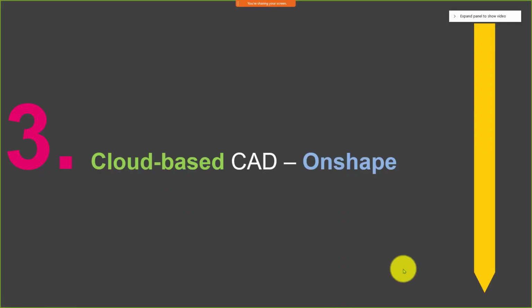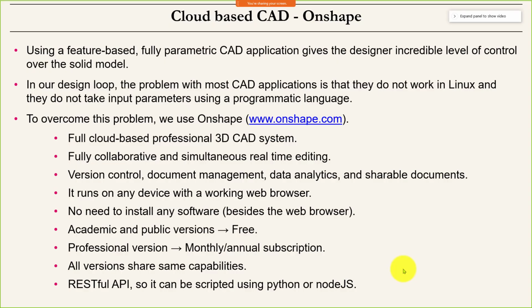So let's talk a little bit about cloud-based CAD. There are many CAD software. We're going to use Onshape. Beautiful software, I recommend you use it. It's feature-based, fully parametric, fully professional software. Okay, it's equivalent to what you see in SolidWorks or CATIA, whatever. It's equivalent. Okay, the big advantage is that it works in the cloud.